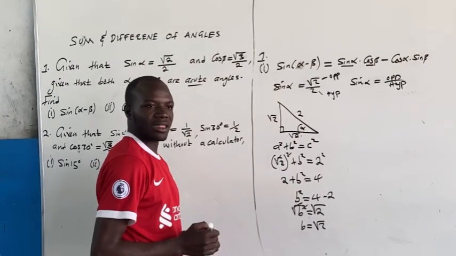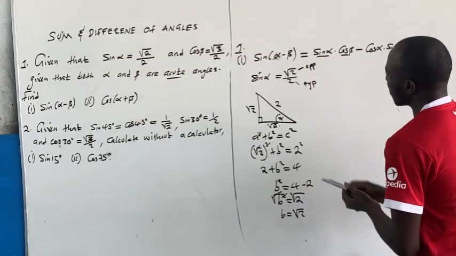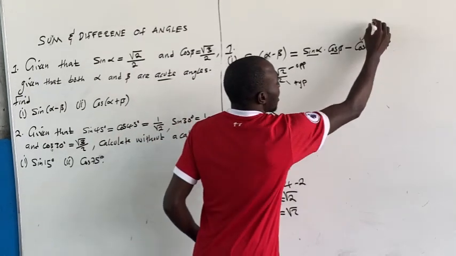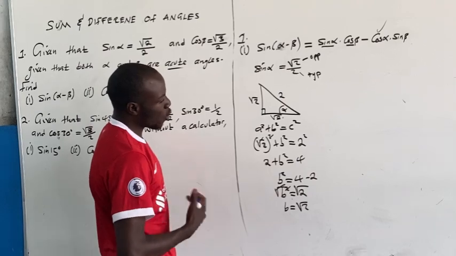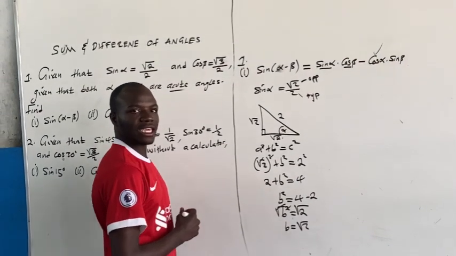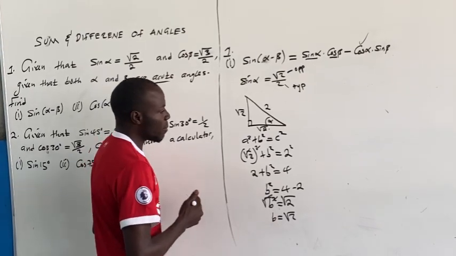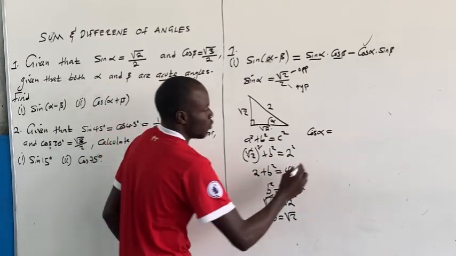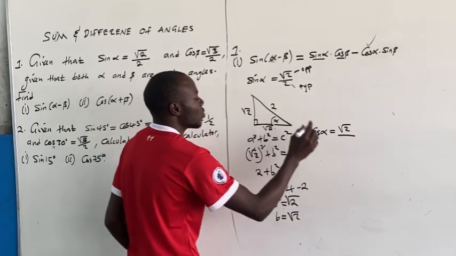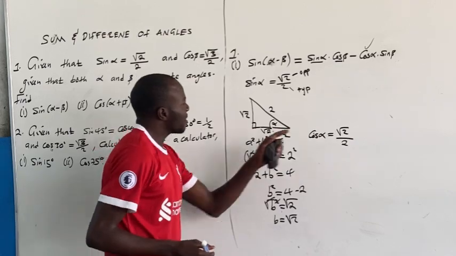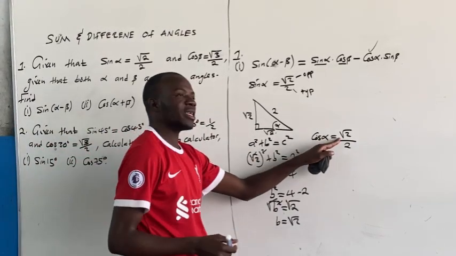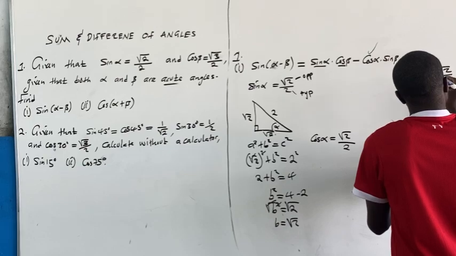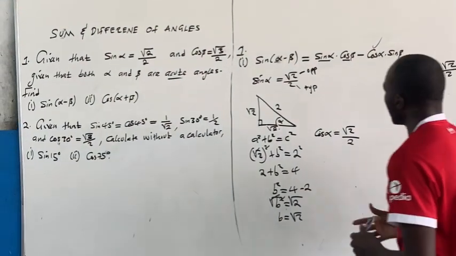Now that we have all the three sides, we can find the cos. Our main interest is to find cos alpha. How do we find cos alpha? From SOH CAH TOA, we know that cosine is adjacent over hypotenuse. So cos alpha is equal to, what is our adjacent? The root of 2, over the hypotenuse, which is 2. Since they have given us the condition that it is an acute angle, it will still be positive. So cos alpha is square root of 2 over 2. We keep that answer.